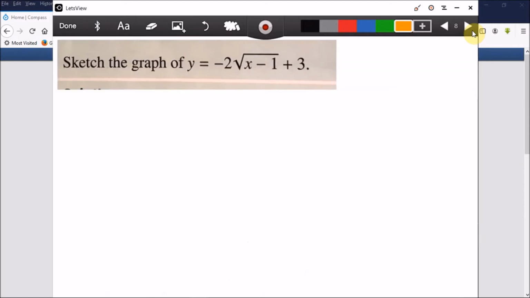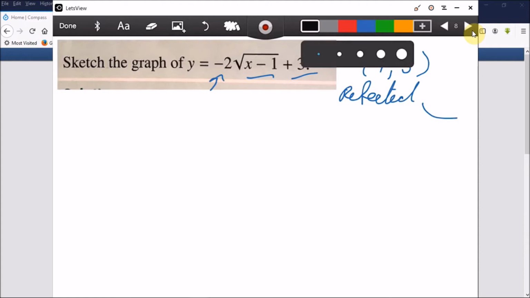Here we go. Sketch a graph of. So we've got our h and our k that we can read there. So our starting point, key point is at 1 and 3 that we're looking at. Then we've got a negative in here, so we know that it's reflected. So we know it's going down that way. And then we've got a dilation. And as before, that dilation will take care of itself when we work out the y-intercept.